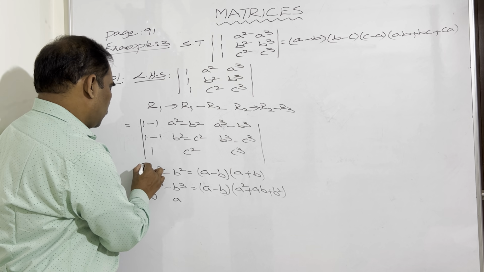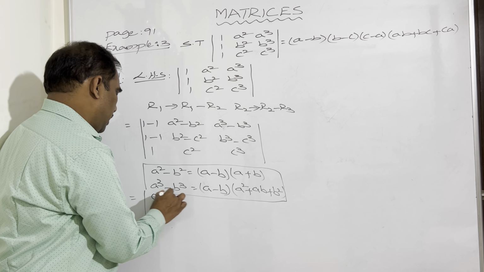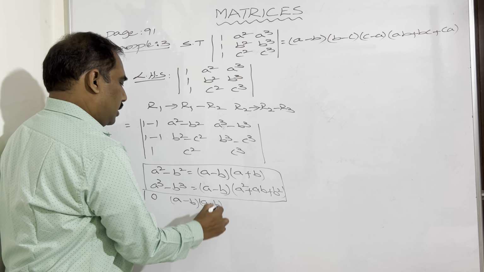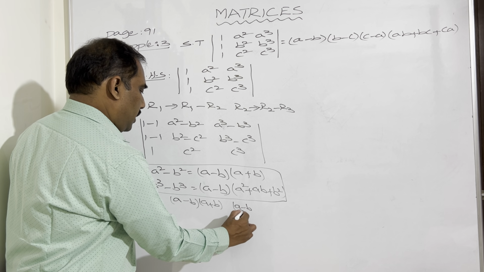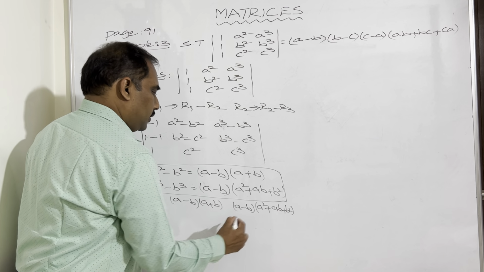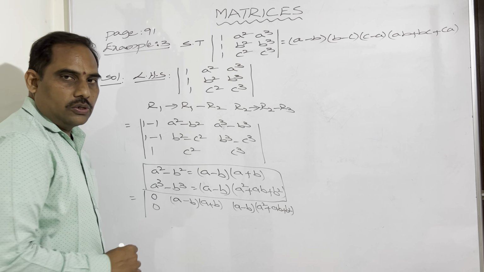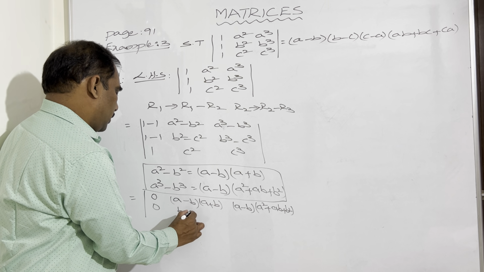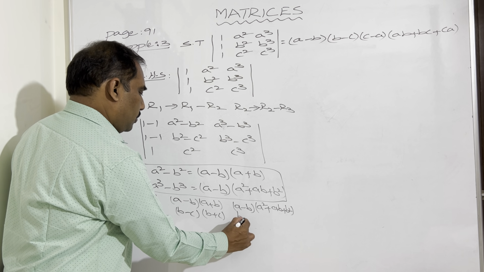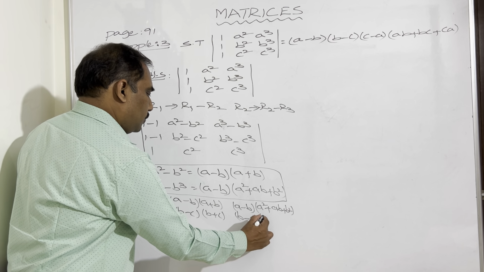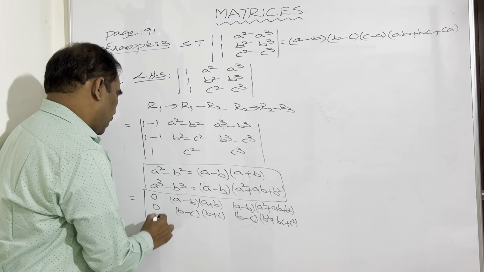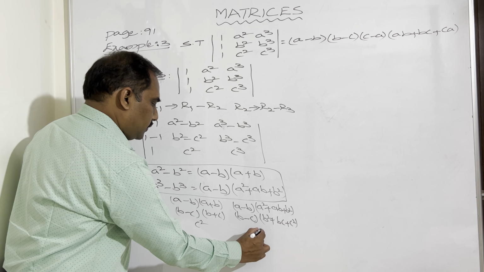Here a square minus b square is written as a minus b into a plus b, and here a cube minus b cube is written as a minus b into a square plus ab plus b square. Similarly 1 minus 1 is 0, and here b square minus c square is b minus c into b plus c, and here b cube minus c cube we can write as b minus c into b square plus bc plus c square, and the last row is written as it is.